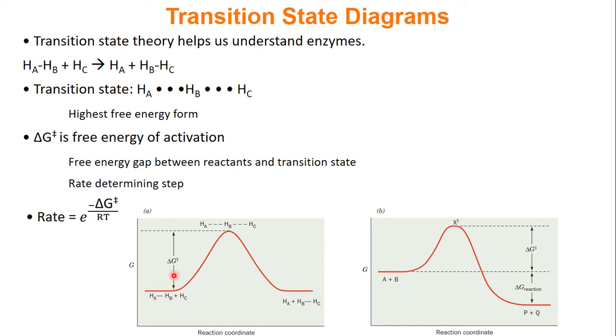So that's the free energy of activation, while the free energy of the reaction is simply the gap between reactants and products. So don't get those two confused. From reactants to the top of the hill is the free energy of activation. Reactants to product is the delta G of the reaction.